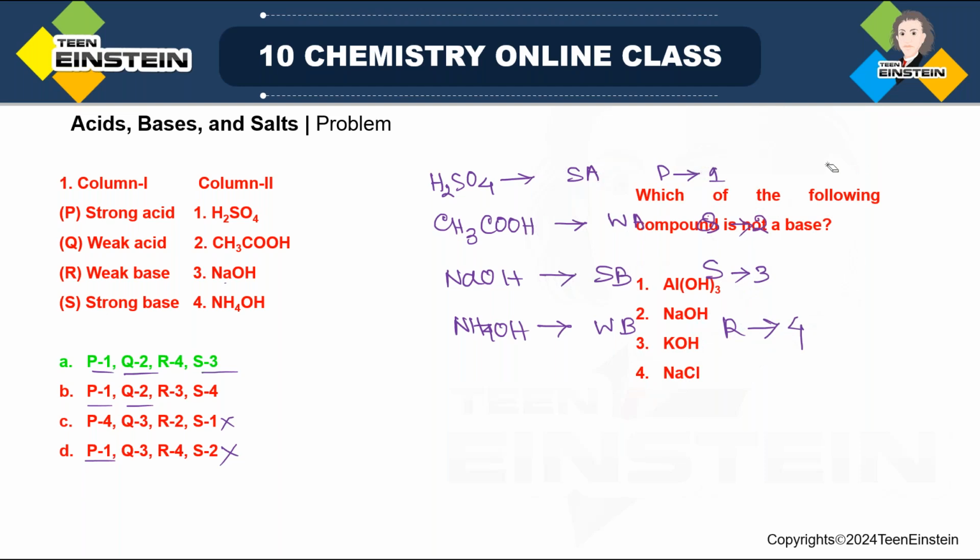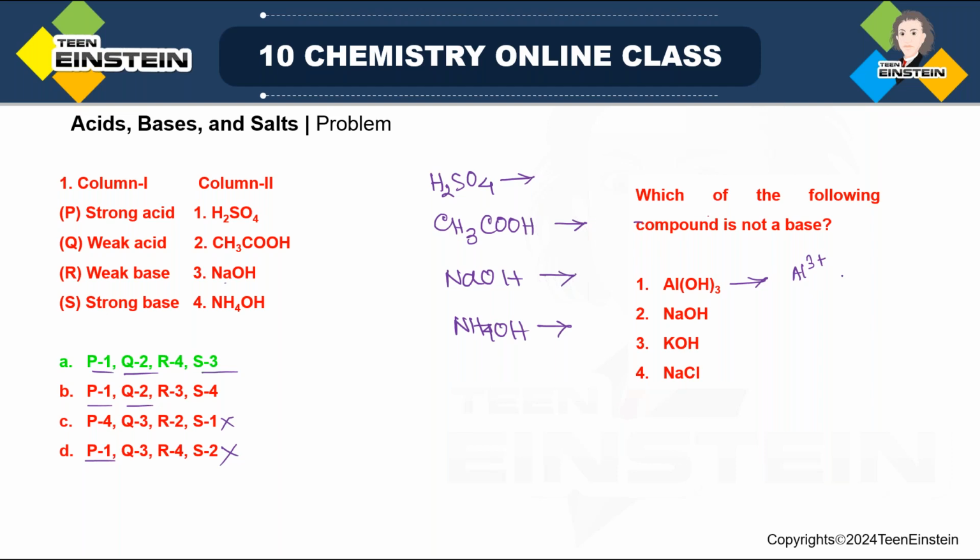We have another question here. Which of the following species or compounds is not a base? Four compounds are there. You have to recognize which one is not a base. Now look at the first compound. It is aluminium hydroxide. And when it dissociates in water, it will produce aluminium 3+.